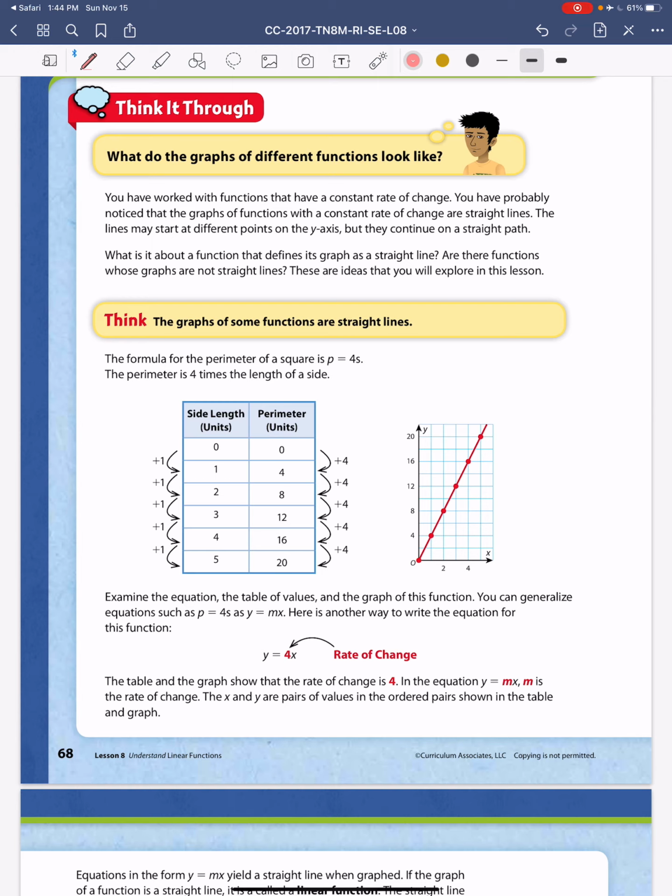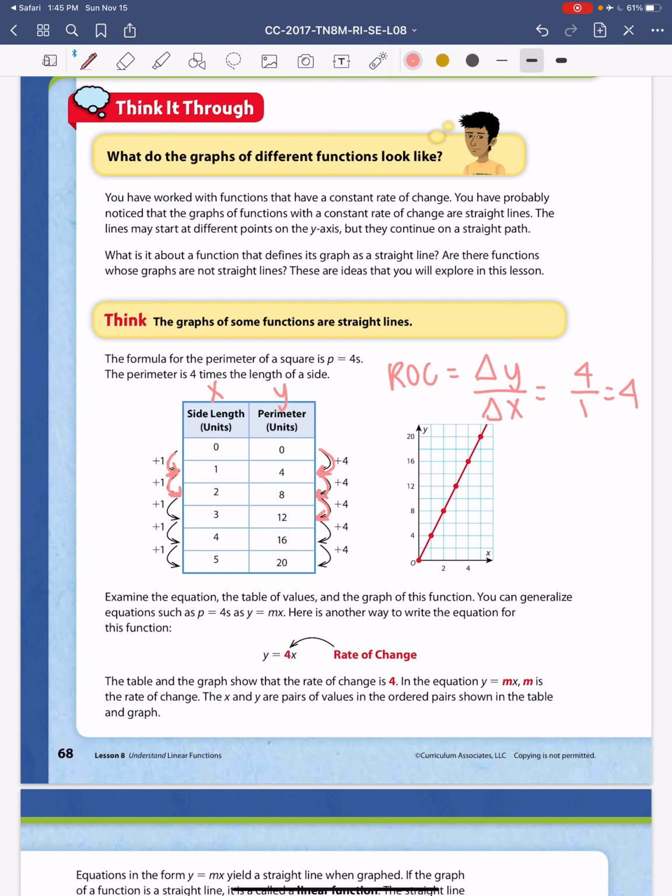So again, looking at this table, we can tell what the rate of change is because we would look at our perimeter, which is our y, and our side length in units, which is our x. To get from one y value to the next, we just add 4 every time. And to get from one x to the next, we just add 1. So our rate of change is equal to our change in y over our change in x. Our change in y is always 4, and our change in x is always 1. So our rate of change is 4. That's how we got it looking at the table.